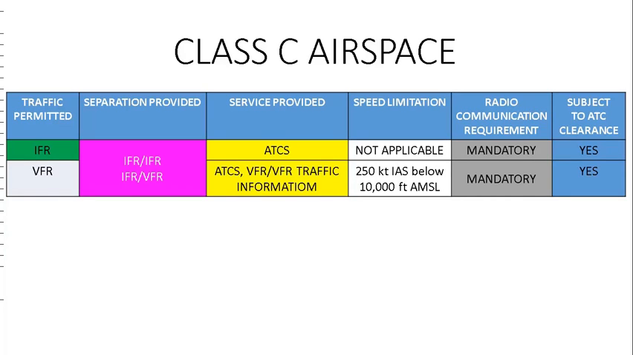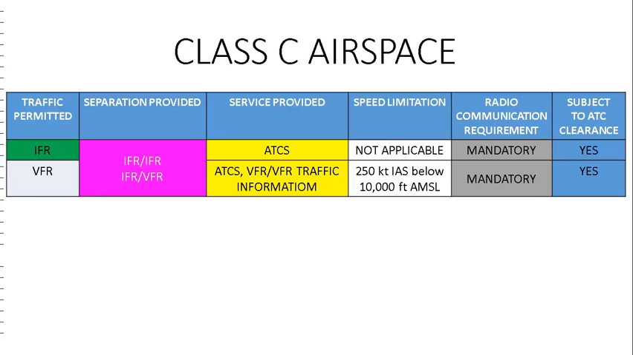Class C airspace. IFR and VFR traffic are both permitted. Separation is provided between IFR and IFR, and IFR and VFR. Here, the point to be noted is that IFR and VFR are separated, but VFR and VFR are not separated. IFR are provided with air traffic control services. VFR are provided air traffic control services with respect to other IFR flights. However, VFR and VFR will receive only traffic information.